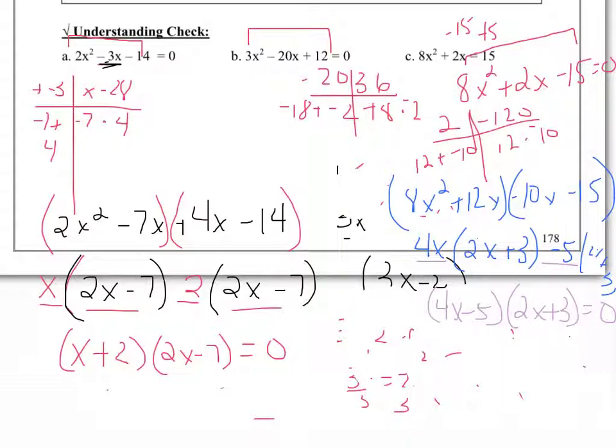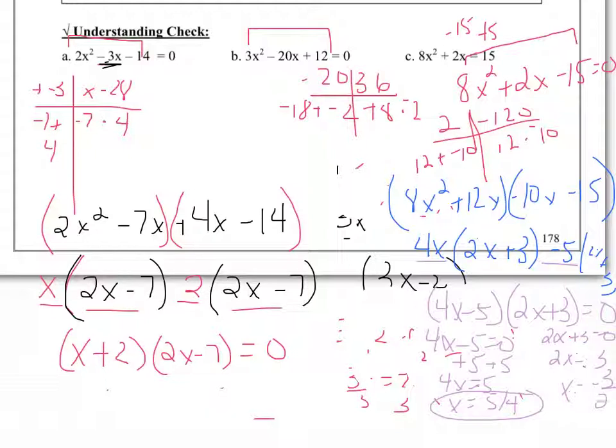Okay, setting each one equal to 0, 4x minus 5 equals 0. Okay, so x is equal to 5 over 4. And then setting the second part equal to 0, 2x plus 3 equal to 0. X is going to be negative 3 over 2. Okay, so here we have x is 5/4 or negative 3 over 2.